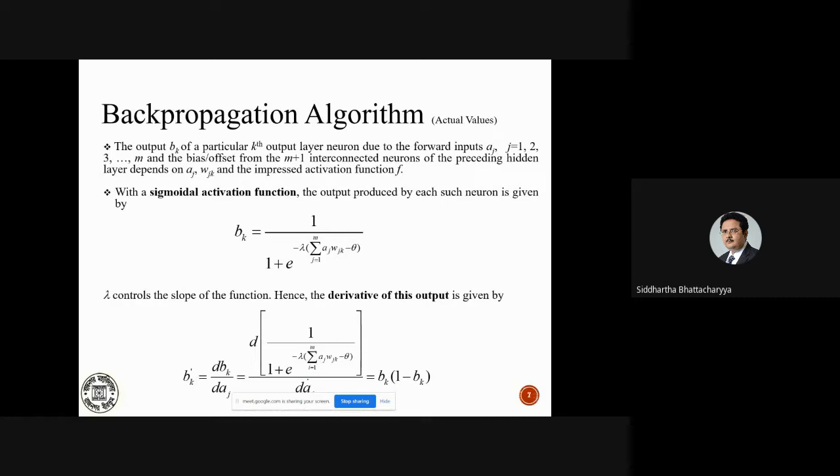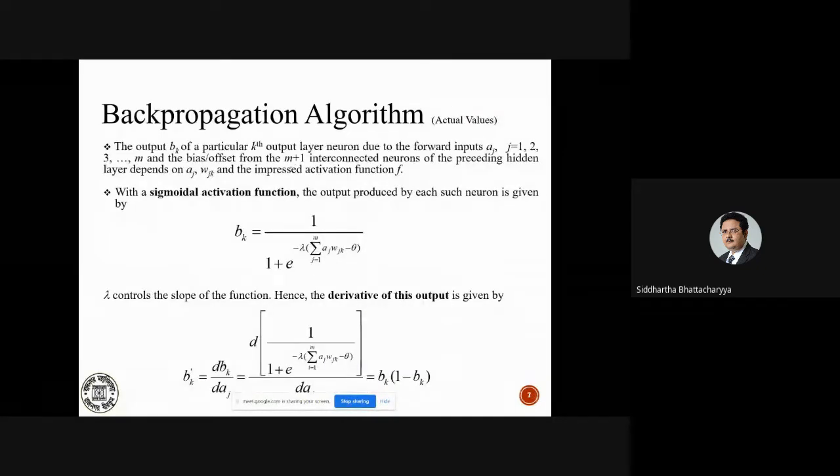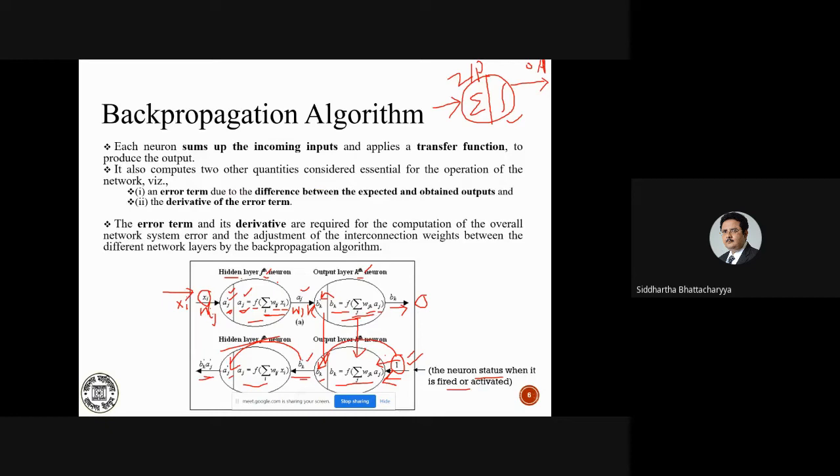Now, these things are quite common to all of you. So you see this part. So bk is equal to this function of this part, using a sigmoidal activation function of the form 1 over 1 plus e to the power minus lambda into x minus theta, where theta is the threshold, and this is the sum of aj into wjk, and lambda is the slope of the function, over m number of neurons. So you get this part. This part is the bk output of the output layer like this one.